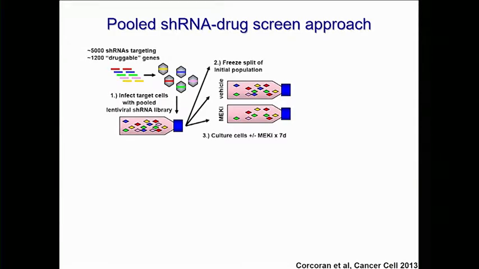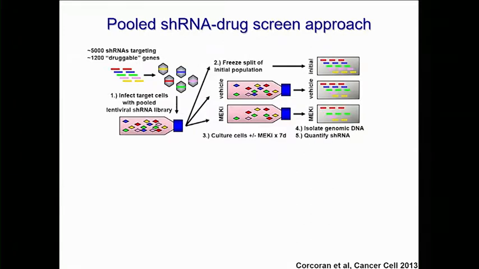And then what we did was we split that population into three groups. We froze down an initial population to represent where we started. And then we treated cells with either vehicle or a MEK inhibitor, in this case with AZD6244 or selumetinib, for 7 days. And at the end, we then, using a sequencing-based approach, actually were able to measure the abundance of each of these shRNA constructs in each of these populations.